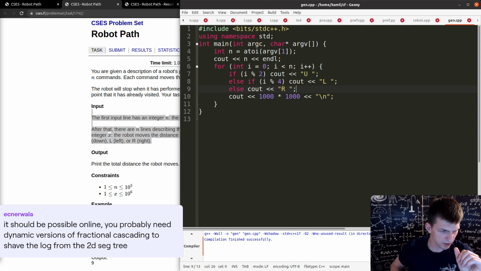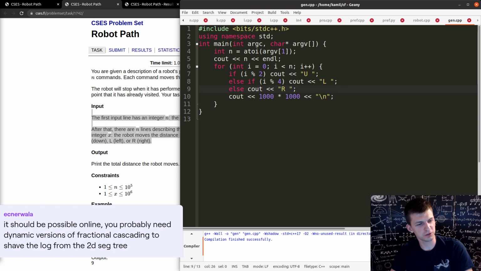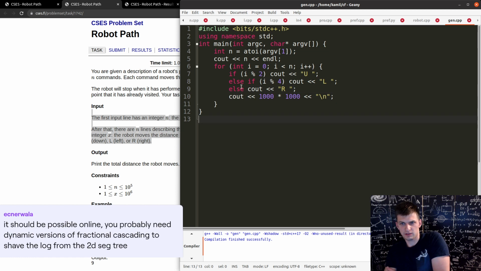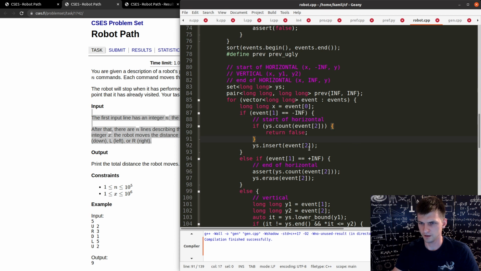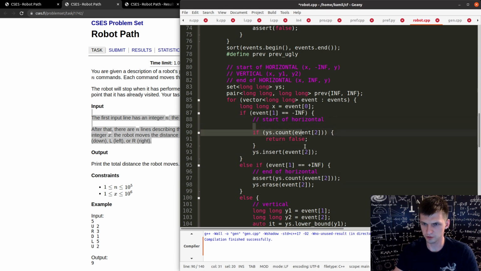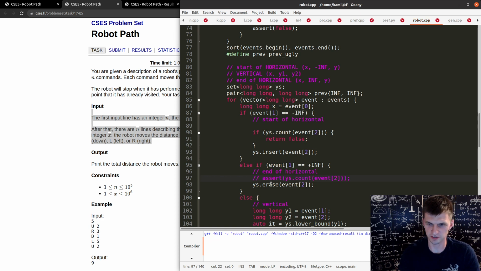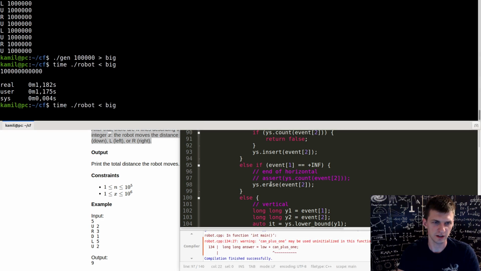Should be possible online. Probably need dynamic versions of fractional cascading to shave the logarithm from 2D segment tree. Doesn't sound easy. I used to know what fractional cascading is. I now don't remember. Maybe I need to read about it again. But let's first try to just speed up the set usage here. And we don't want to do this. In particular, I could just erase this assert and it should be faster because it's just an assert.